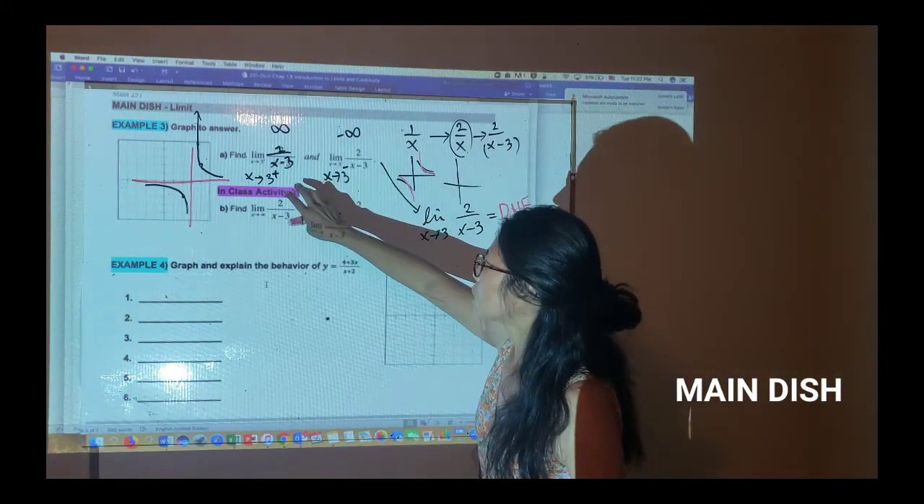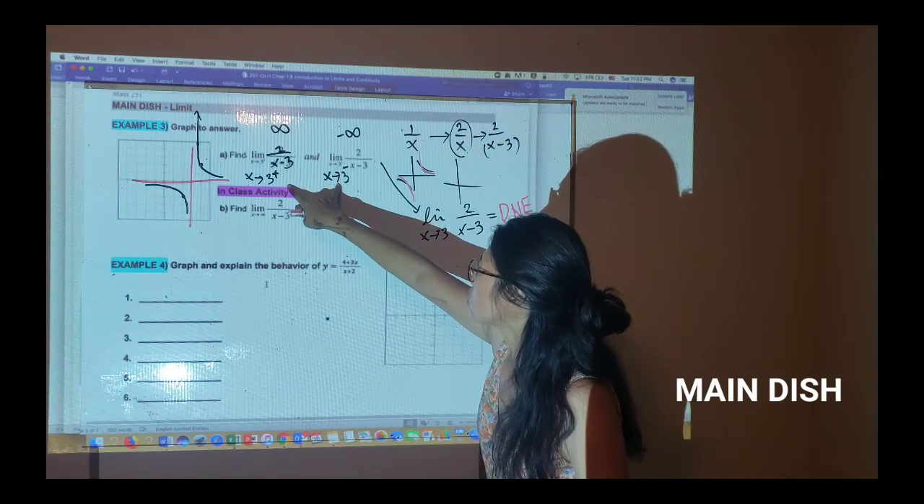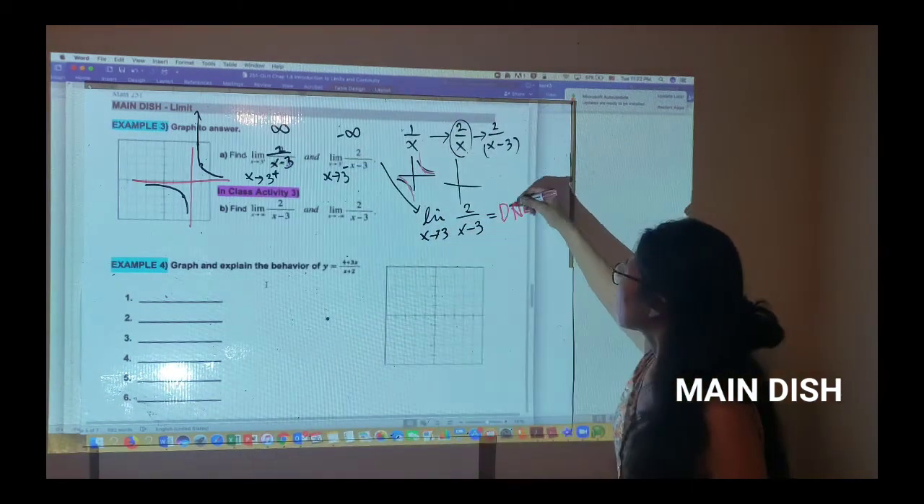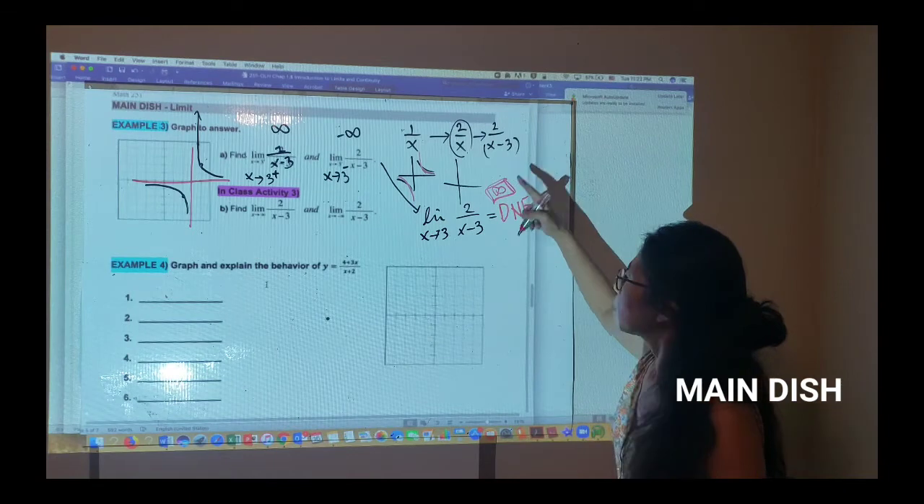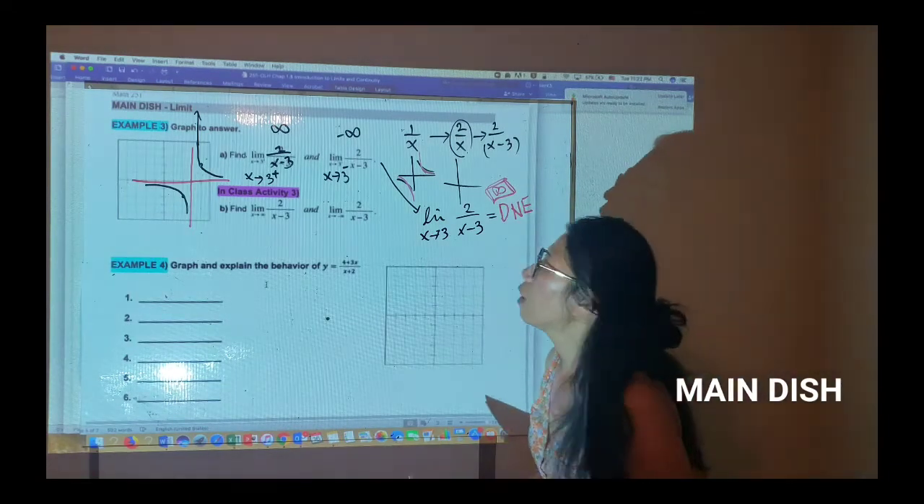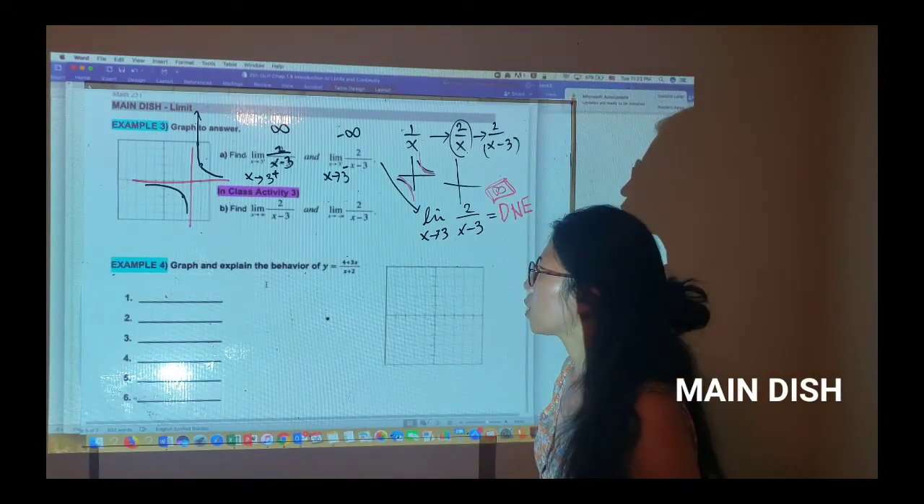So I want you to see that from here. When x is going to one number, but the function goes to infinity, what does that mean? It becomes the definition of a vertical asymptote using limits.